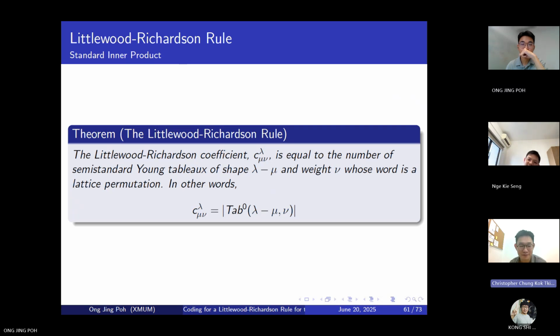Okay. Yeah, and your code is mainly in Python. Yeah, yes, all in Python. Okay, so Python also has built-in functions for dealing with permutations and lattice words. Okay, good. Yeah, I don't have any other questions. So those are my questions.